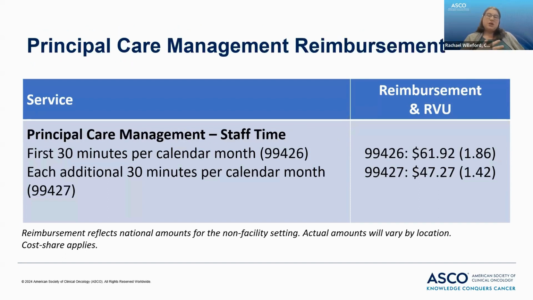Principal care management is comparable to the activities of principal illness navigation. Staff time is reimbursed at $61.92 for the first 30 minutes and then $47.27 for each additional 30. It is 1.86 and 1.42 for the RVU values. And then for principal care management provided by practitioners, 99424 is $82.55 for that first 30 minutes. And then the add-on code is $59.92, with 2.48 and 1.80 for your RVUs.